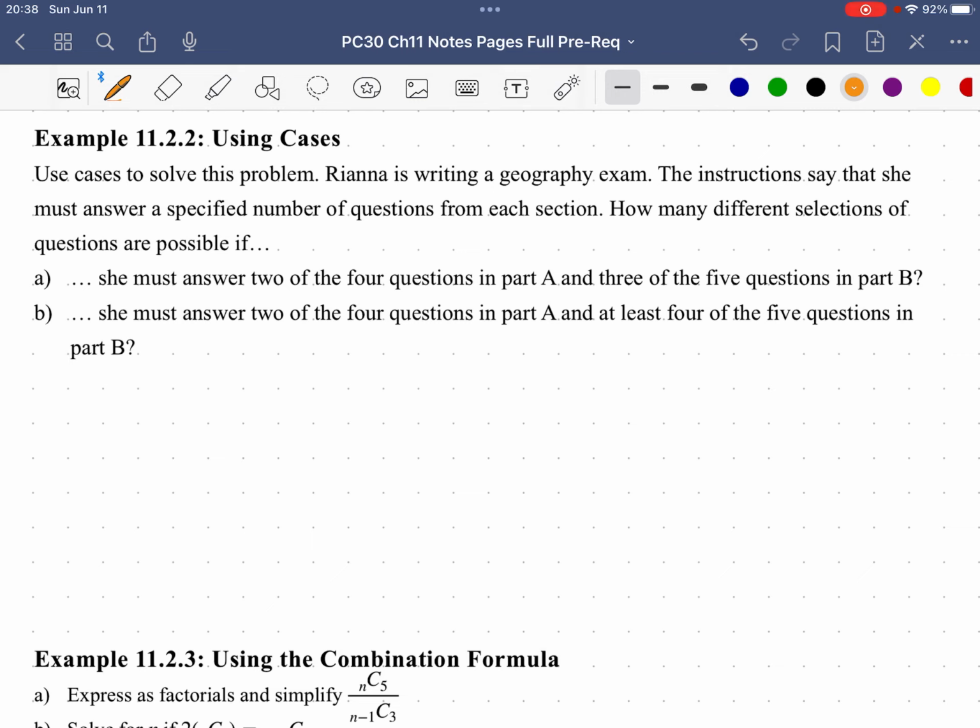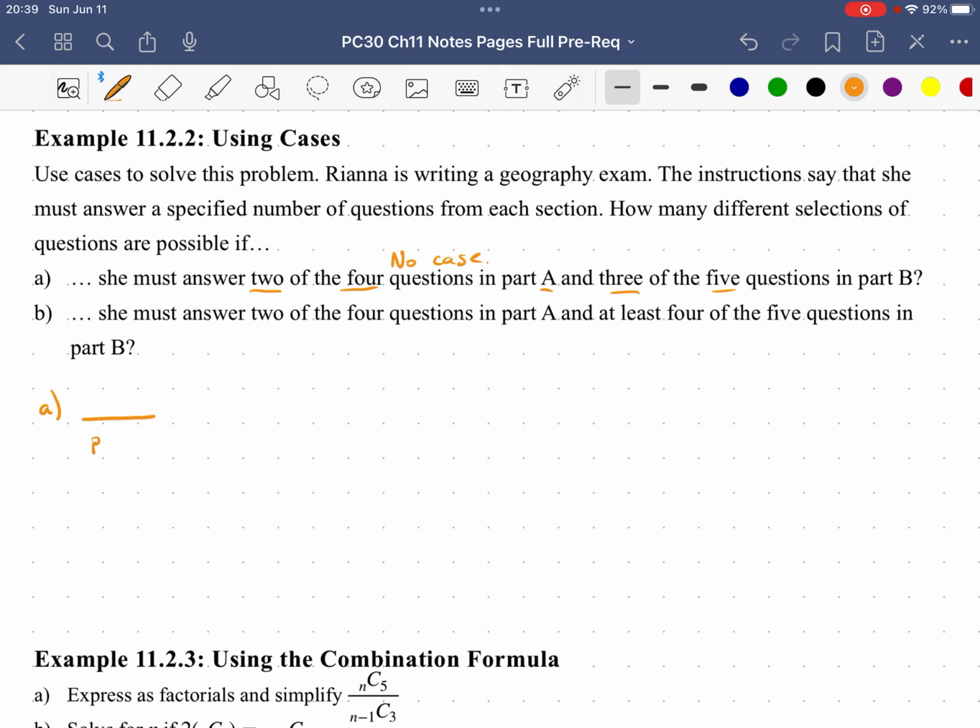Rihanna is writing a geography exam. The instructor says that she must answer a specified number of questions for each section. How many different selections of questions are possible if she must answer 2 of the 4 questions in part A and 3 of the 5 questions in part B? In number A, there are no cases. Everything is set in stone. The numbers are there. So let's go to A.